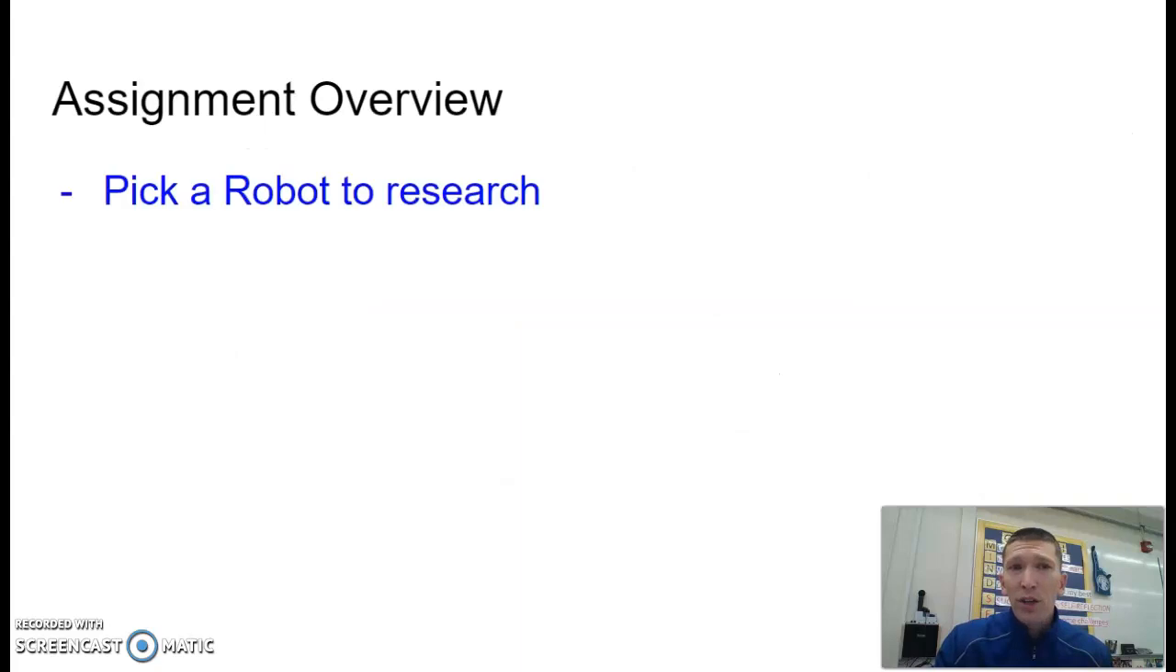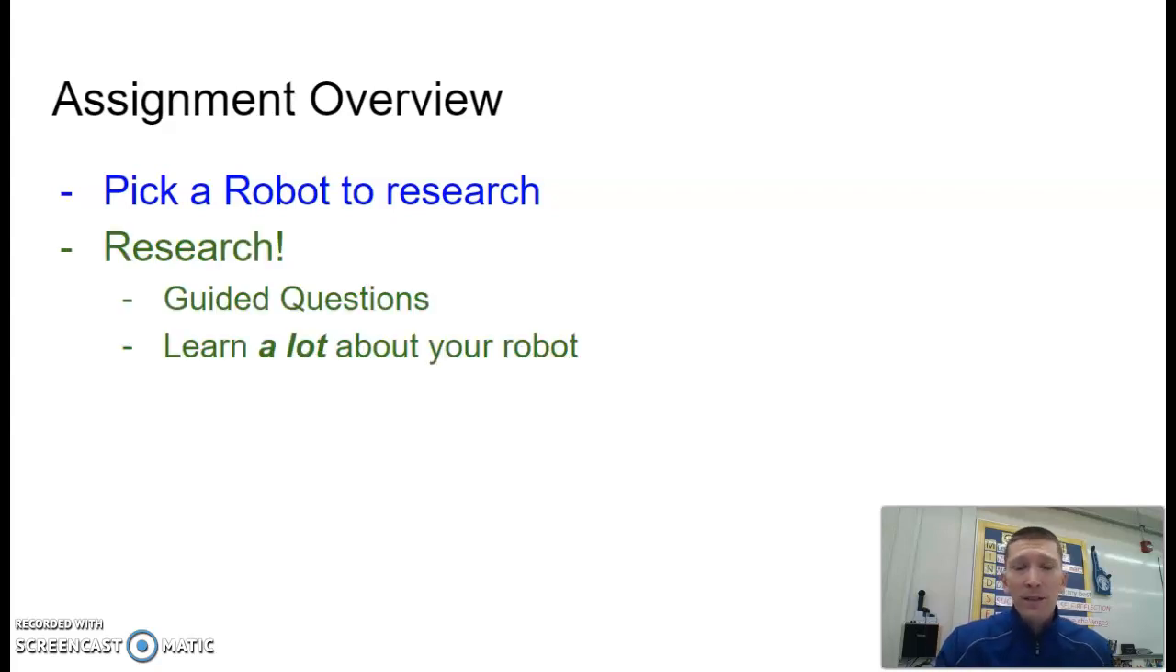So first, let's just do a quick assignment overview of the things you're going to be doing throughout this project. And at this point, you should have already picked a robot to research. If you haven't done that, you need to do that as soon as possible, just so you're not wasting more time that you could be researching. Reach out to your teacher if you're really stuck on what robot to research, and we can help you find one.